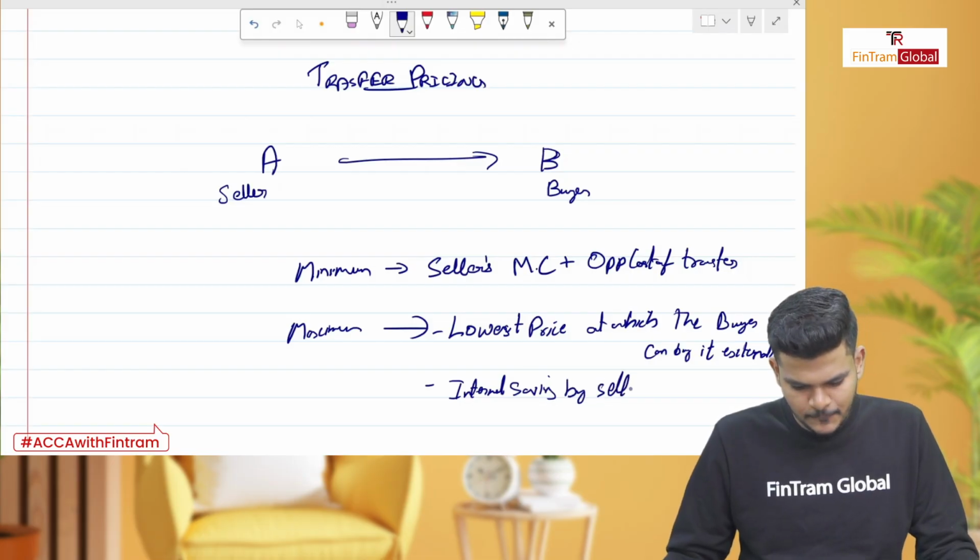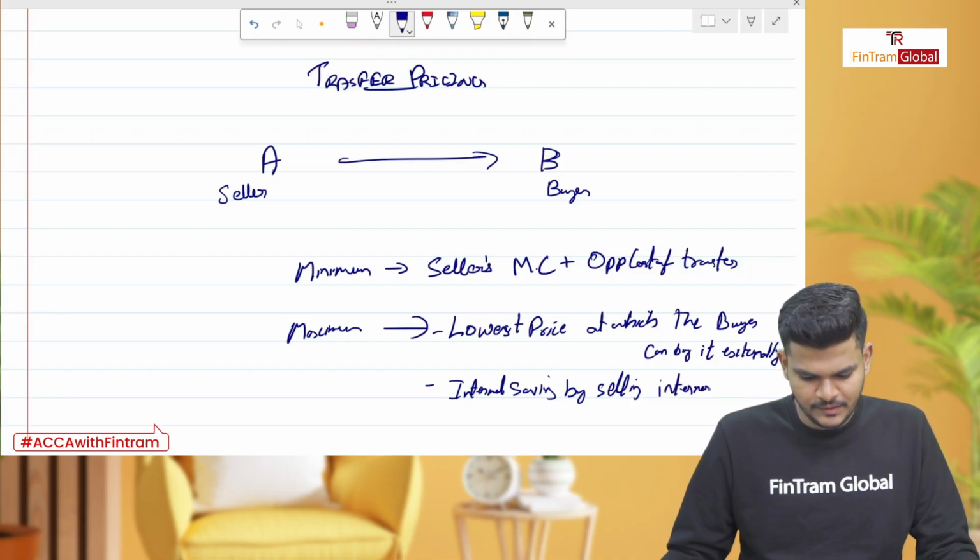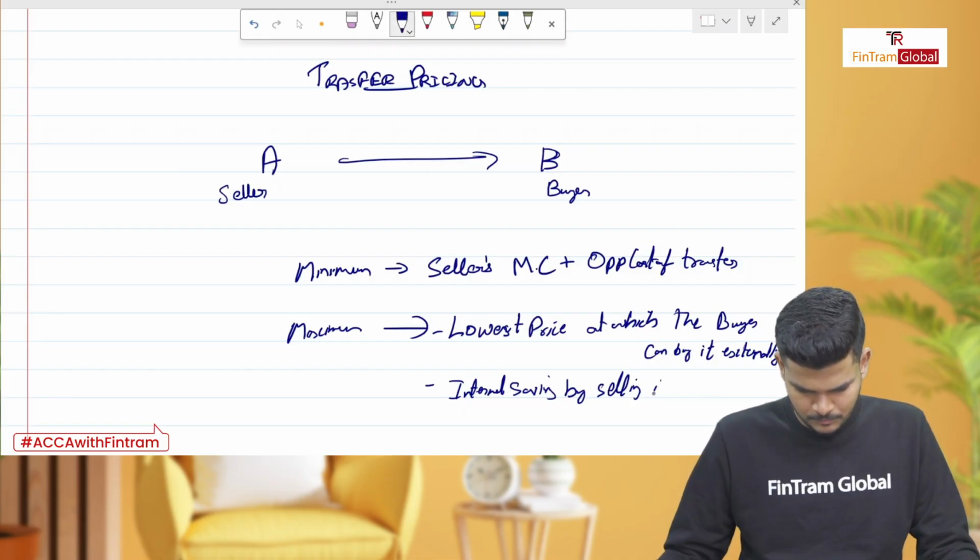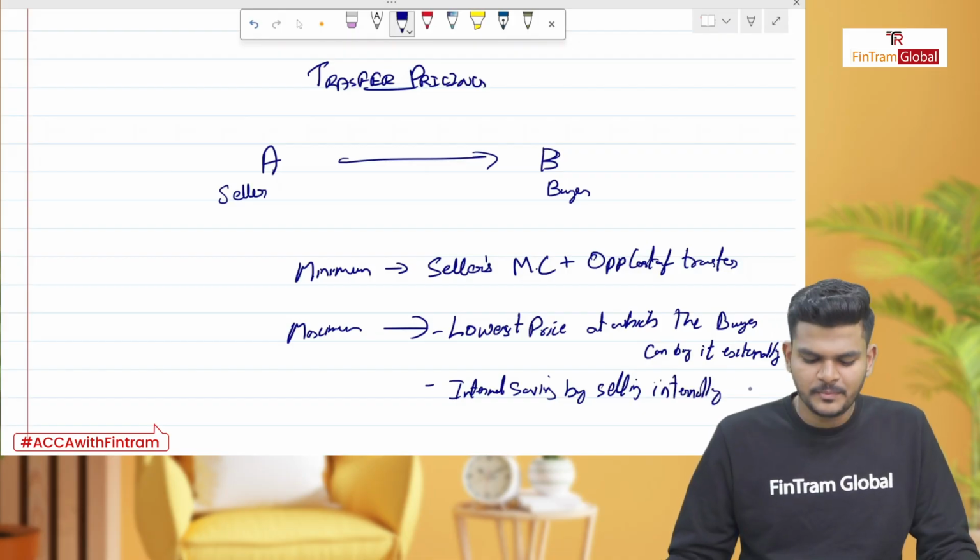By selling internally, then that will be deducted as well.